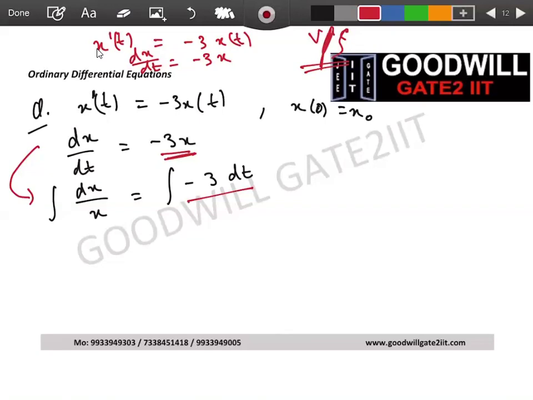So next step for solving it, you will have to integrate. Integrating on both the sides, dx by x will become log x is equal to minus 3t plus some log constant c. This is your simple integration, right?